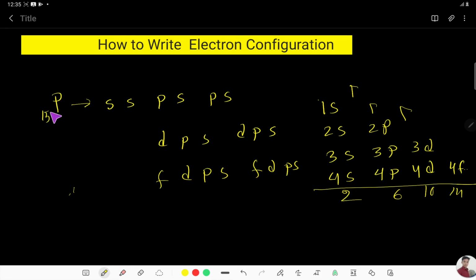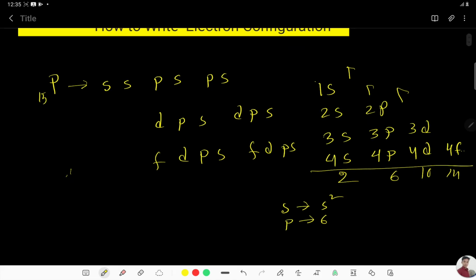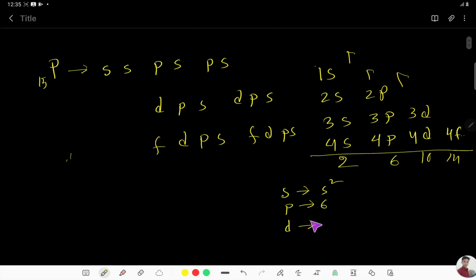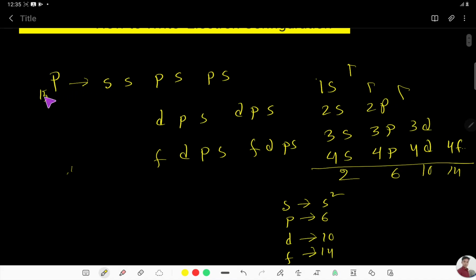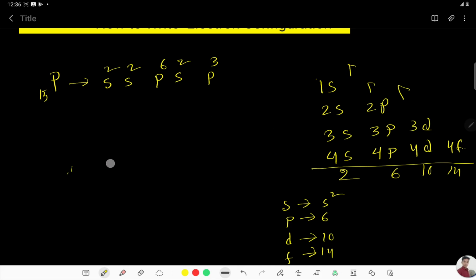So here you have 15 electrons. You know that s can take maximum 2, p can take maximum 6, d can take maximum 10, and f can take maximum 14. So let us distribute these 15 electrons: 2, 8, 10, 12, plus 3, 15. So we don't need this subshell.